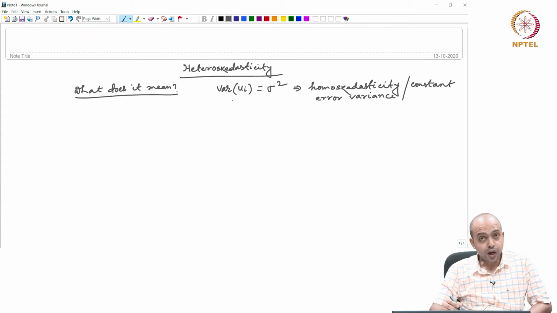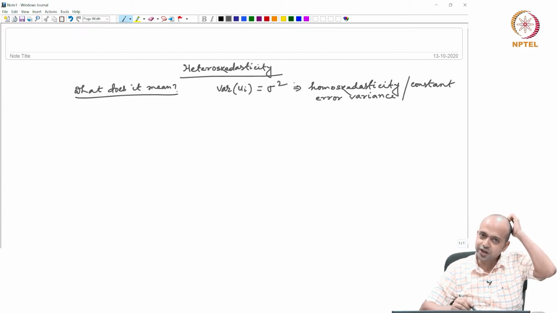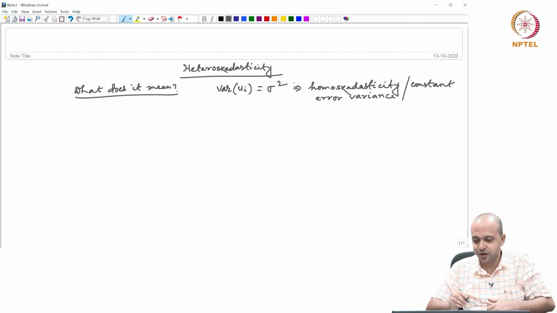Now, why is this called constant variance? See, here I have mentioned variance of ui, but here there is no i subscript. So, that means the ith person's error variance, jth person's error variance, kth person's error variance, all the error variances are sigma square, since there is no subscript like i, j and k after this sigma. That is why this is called homoscedasticity or constant error variance.